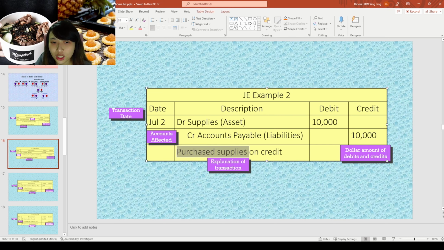But this one is you purchase some supplies on credit, meaning some store allows you to have a short-term loan with them. Say maybe you can pay 30 days from the date of the sale that you buy these supplies from them. So you can start this liabilities account called accounts payable. An increase in liabilities is credit, so credit accounts payable 10k. The amount must be the same.